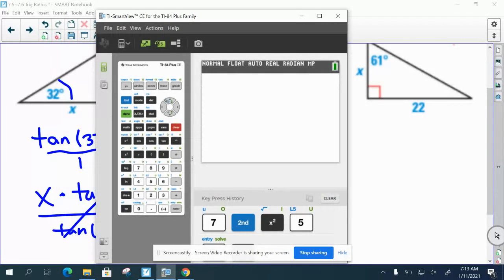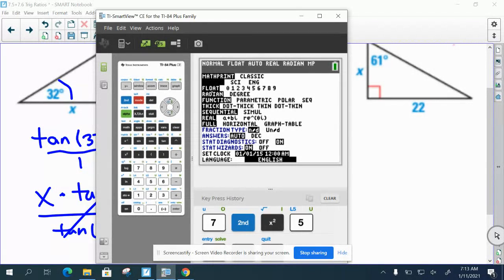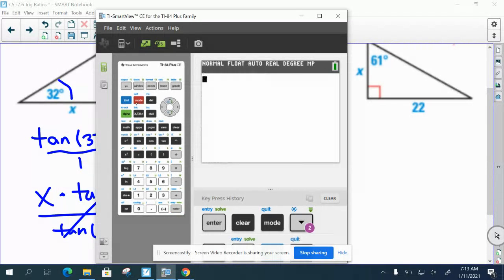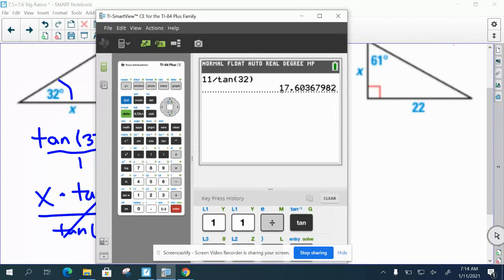So we're going to go to mode. Mode is right beside the blue second button. And then here, if you scroll down a little bit, it should be on degrees. Mine is not, because it's highlighting radians. I'm going to arrow down, arrow over, and press enter to highlight degree. Okay, and then do second quit to get back to the home screen, and type in 11 divided by the tangent of 32. Here, if you didn't notice, you've got sine, cosine, and tangent buttons, just like on some of your old calculators. And then enter, and we'll do it to 2 decimal places, so 17.60.